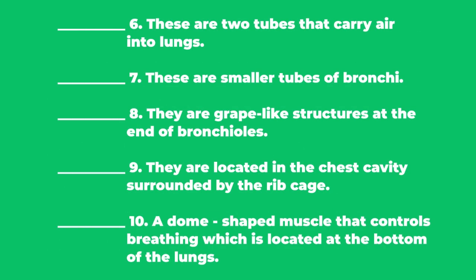Number 6. These are two tubes that carry air into the lungs. Number 7. These are smaller tubes of bronchi. Number 8. They are grape-like structures at the end of bronchioles. Number 9. They are located in the chest cavity surrounded by the rib cage. Number 10. A dome-shaped muscle that controls breathing, which is located at the bottom of the lungs.